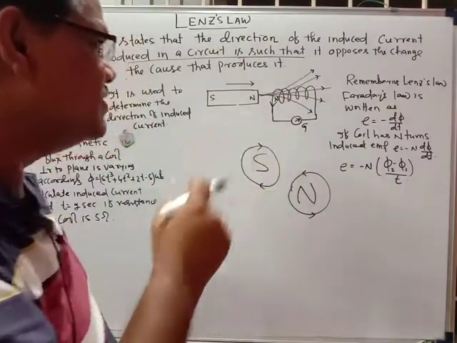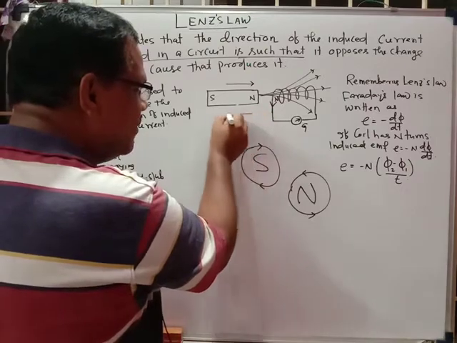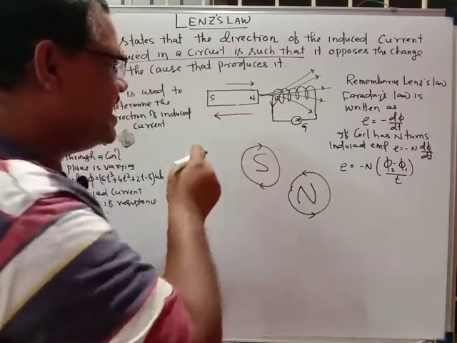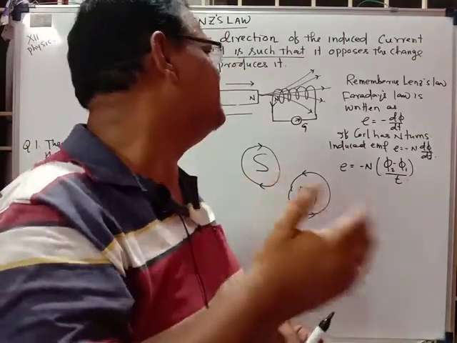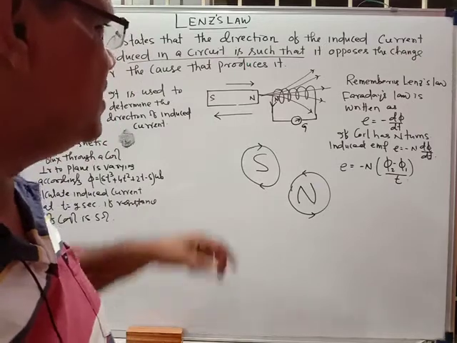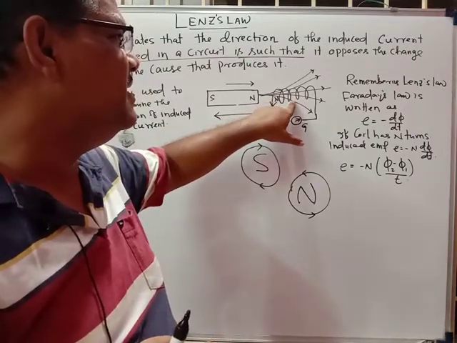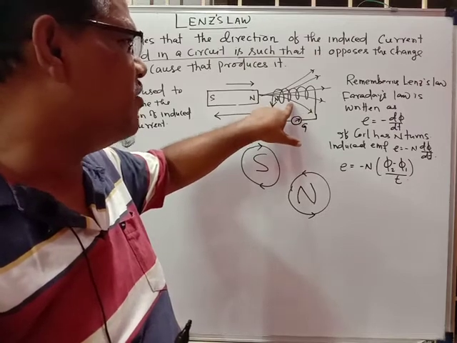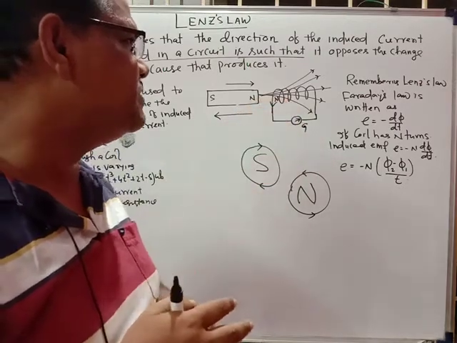In the other sense, if the north pole of the magnet is taken away from the coil, at the same time we will be getting the decrease in magnetic flux linked to the coil. That is nothing but the change in magnetic flux linked to the coil. As the change in magnetic flux linked to the coil is taking place, induced current will be produced. So what will be the nature of the induced current?